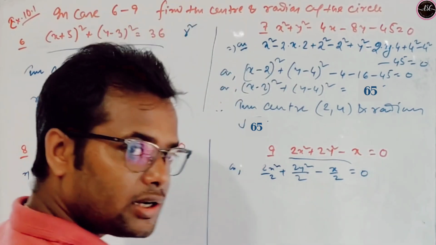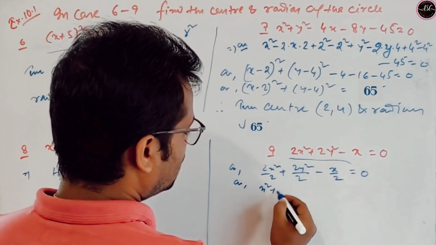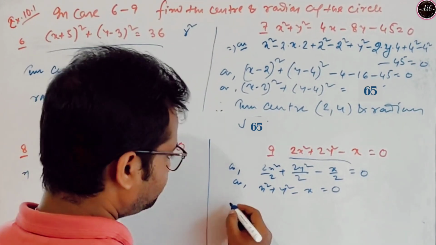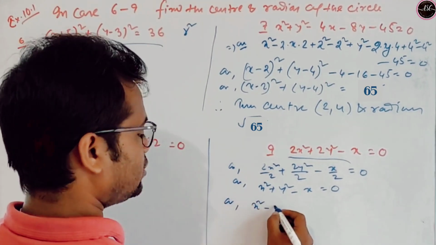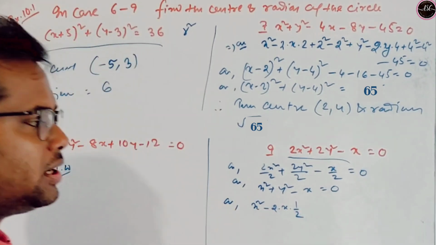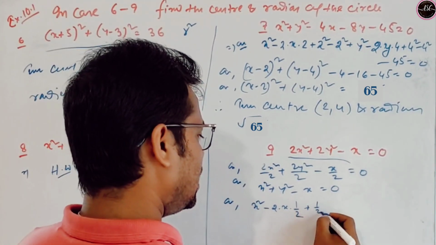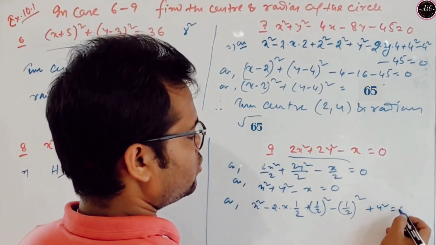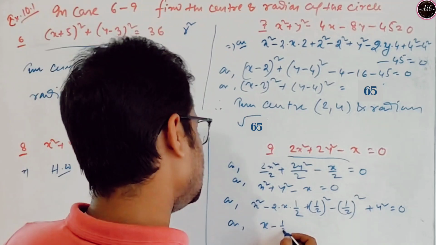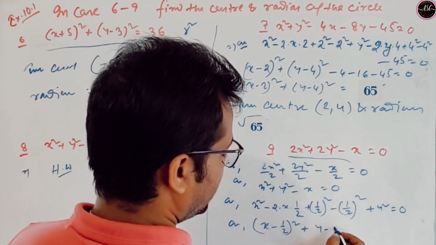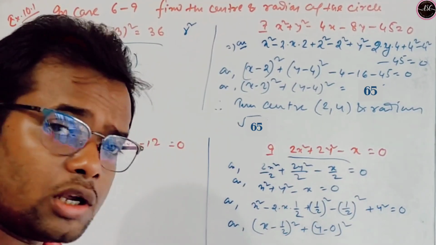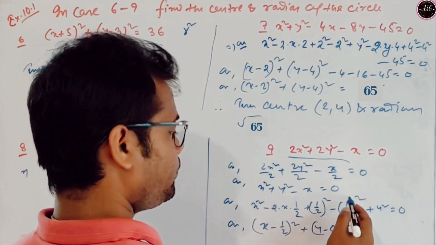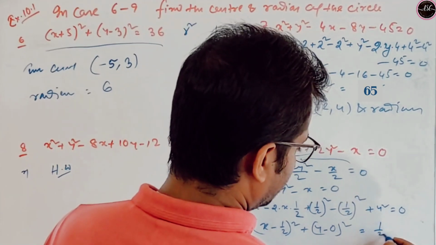equal to 0. This can be written in this form: x² + y² - x = 0. So just convert this to square form. So x² - 2·x·(1/2), this can be written to get minus x, plus (1/2)² minus (1/2)² to balance this equation, plus y² equal to 0. So simplify: (x - 1/2)² + (y - 0)² equals, we can write, (y - 0)², and this part will be here, that means (1/2)².